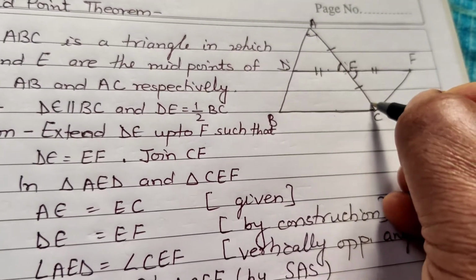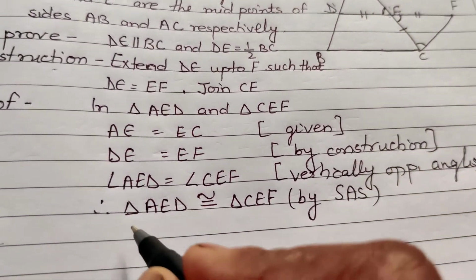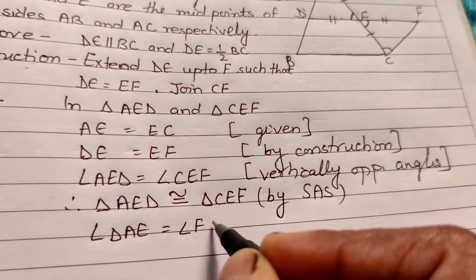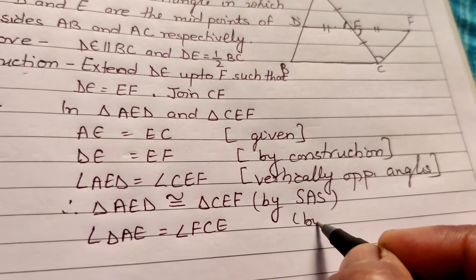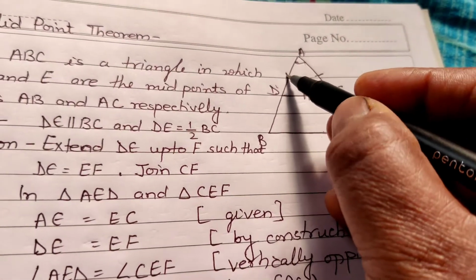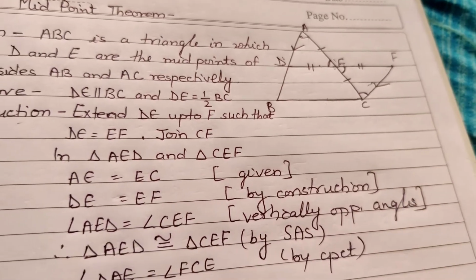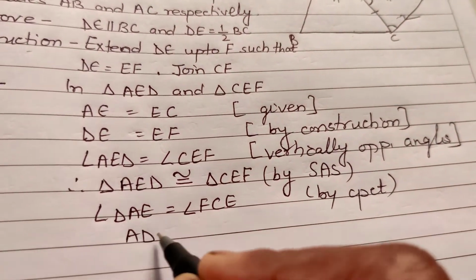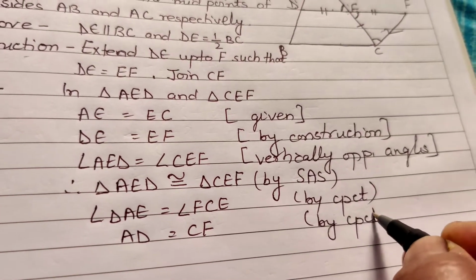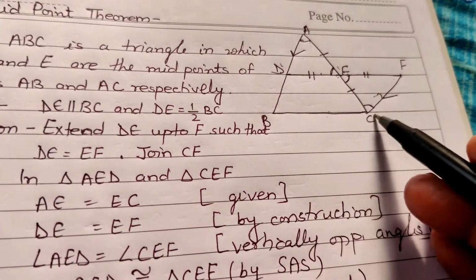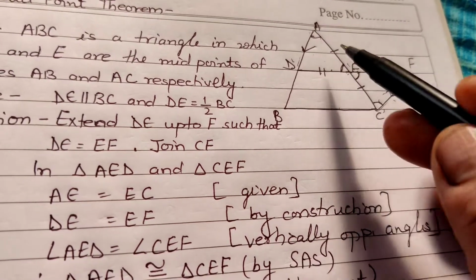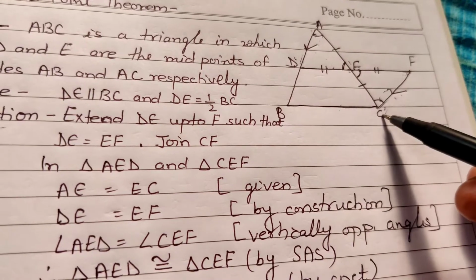Now by CPCT, angle DAE equal to angle FCE, and the second, AD equal to CF by CPCT. The angle A equal to angle C, they are forming alternate angles. Therefore, line AD parallel to CF. If alternate angles are equal, then the lines are parallel.